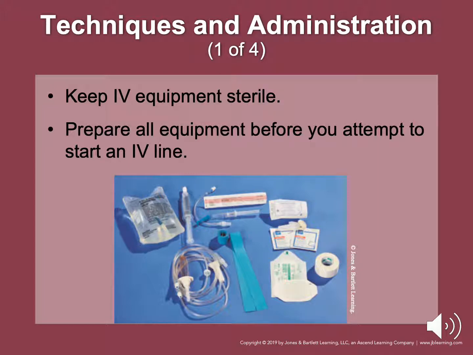The equipment includes an elastic constricting band, also called the tourniquet, antiseptic wipe solution, usually alcohol pads or iodine gauze. Just little 2x2s, most of the time they come pre-packaged. Tape or adhesive bandage, appropriate size IV catheter, IV extension set, saline flush, and an IV administration set.